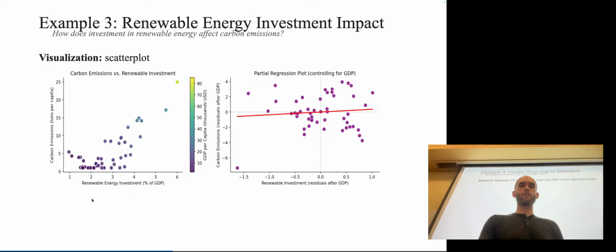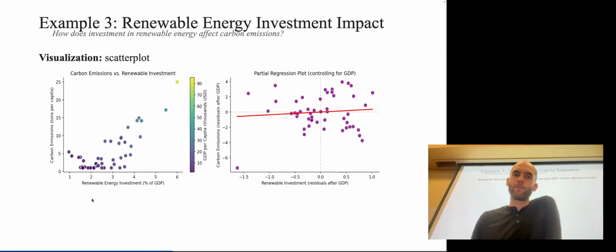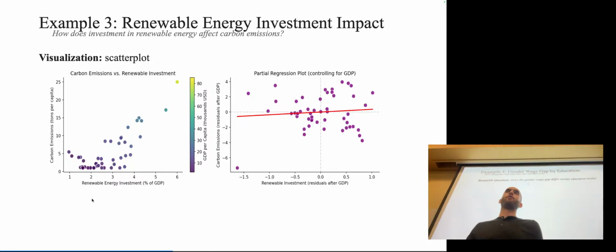Okay. So example 4. Let's go through this a little more quickly. We've already done this in class, so I just want you to remind yourself of the process we walked through when we tried to answer this question. So let's say we're interested in the gender wage gap across educational levels. So does the gender wage gap vary with educational level? So our research question would be, are there different returns to education by gender?